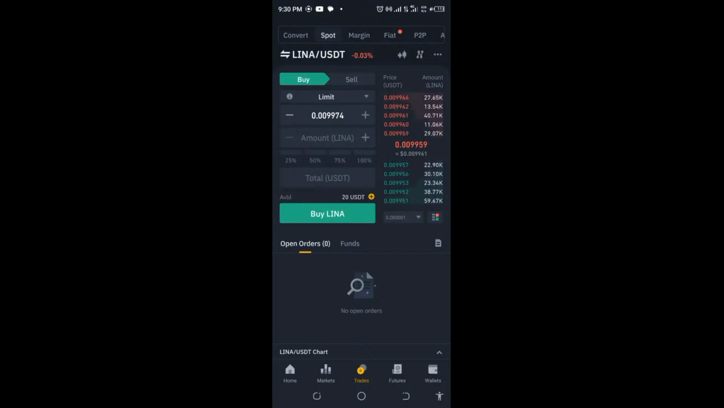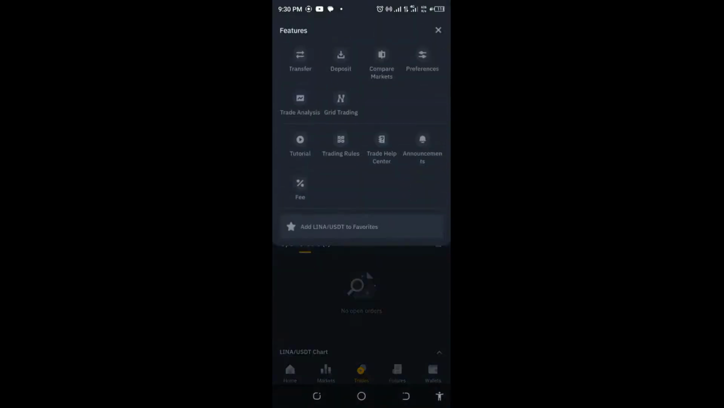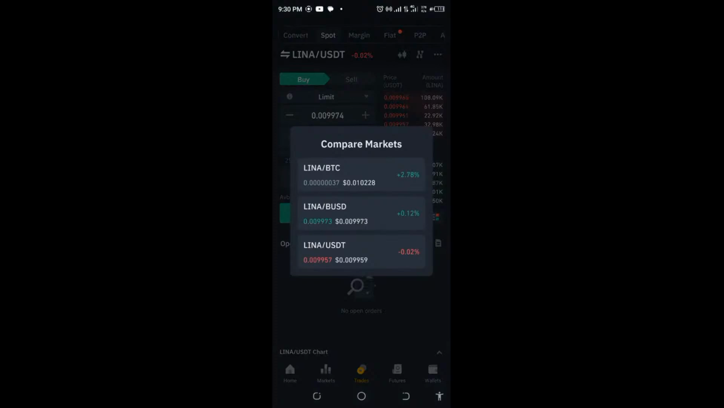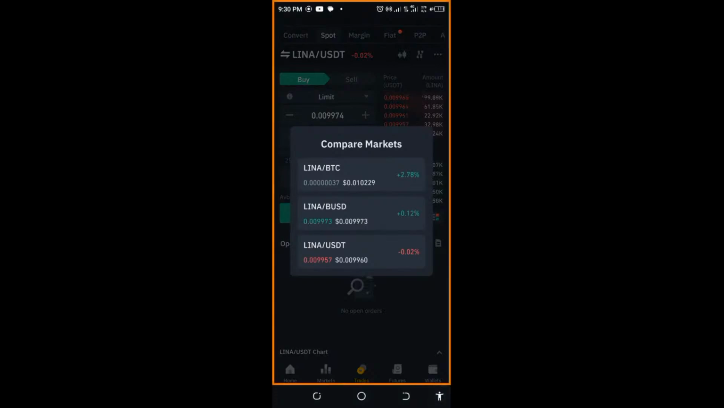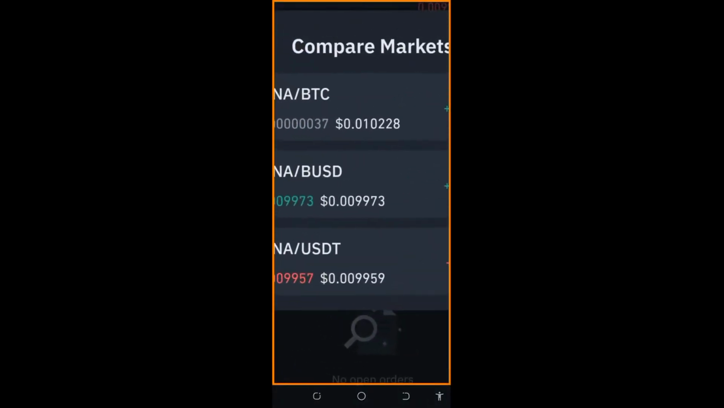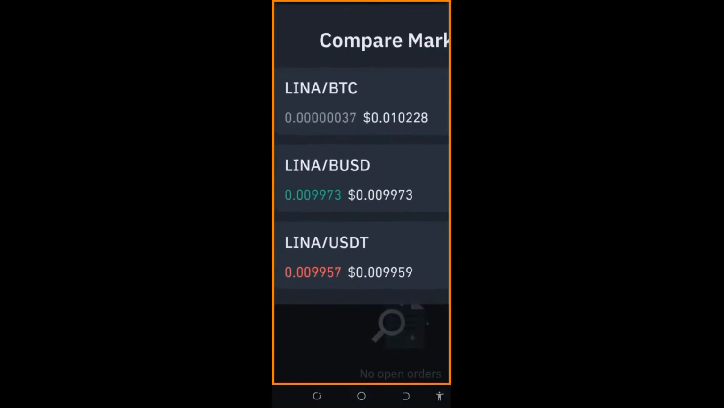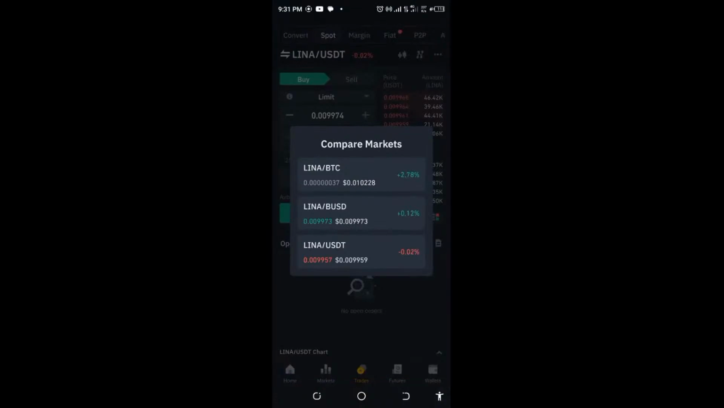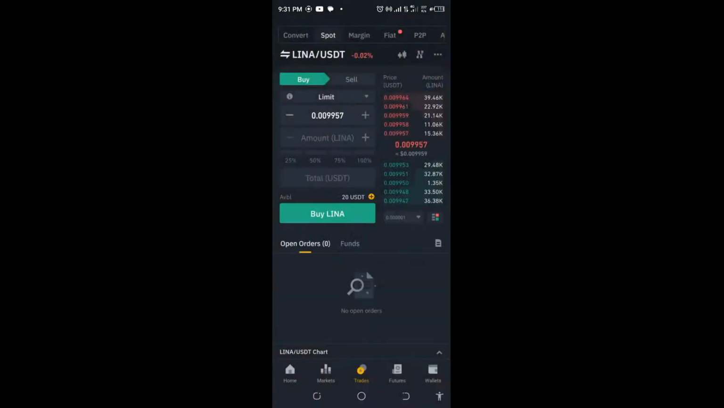So today, what do I have for you? I've got Lena USDT. So let's go over to check the compare markets. What do we have here? We're seeing that Lena USDT is 0.0099, while Lena BTC is 0.00102. Okay, let's go ahead and see with the simulations what we can get. All right, so we've got our usual $20.